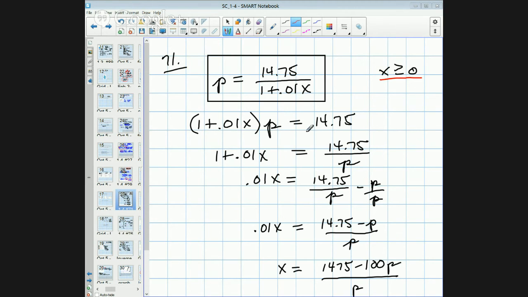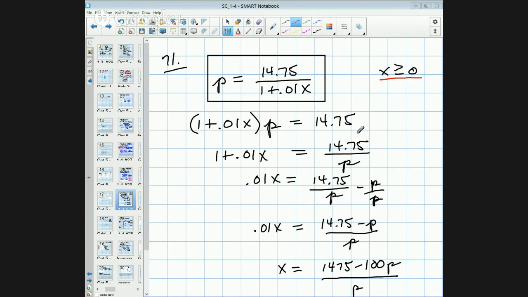So can you see what I did in the first step? I knew I had to get this x out of the denominator. So let's multiply both sides of the equation by 1 plus 0.01x. That's what I did. On the right side, it beautifully cancels. The left side, that leaves us this.